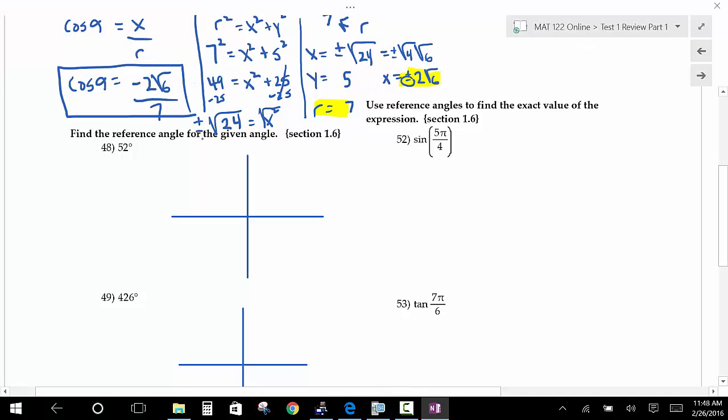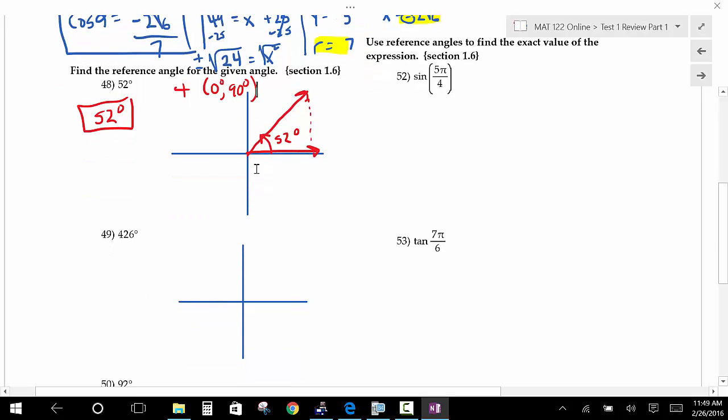Okay, so a 52-degree angle is already in quadrant 1. It's already an acute angle. So that means the answer to this problem is 52 degrees. A reference angle is always looking at the x-axis and the terminating point, and it's always a positive answer. So your answer must be positive, and it must be between 0 and 90 degrees. It's an acute angle. That's how reference angles always work.